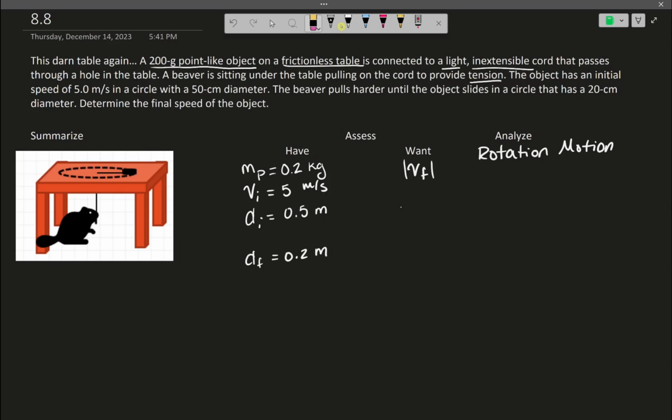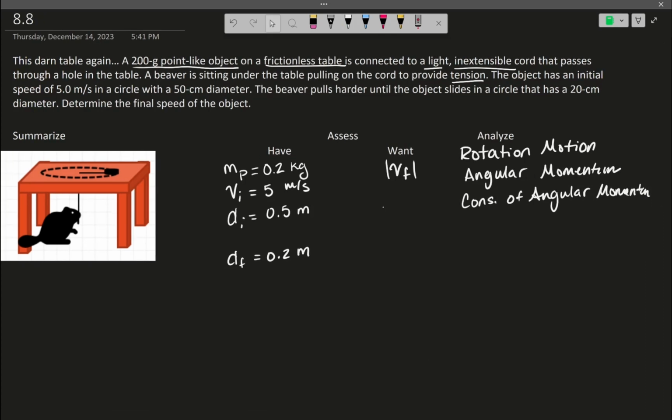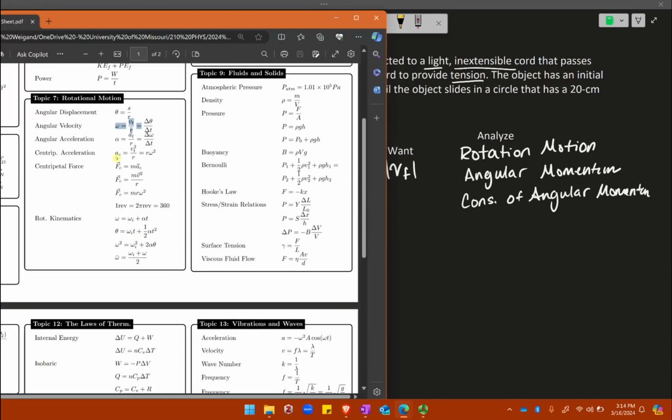So this makes me think that I need to think about angular momentum and more specifically the conservation of angular momentum. So in order to do that, I am going to look at my formula sheet and see what formulas I need to be using here. If I look under rotational motion, none of these forces are going to be helpful for me because I already determined that I didn't want to use forces.